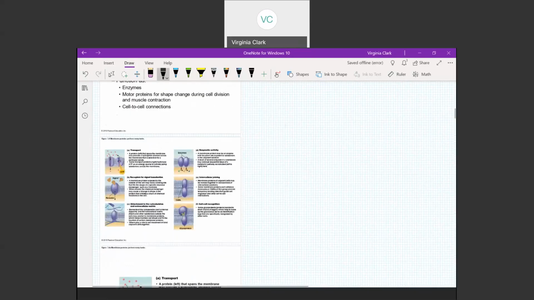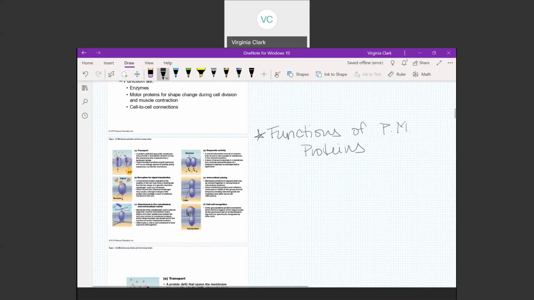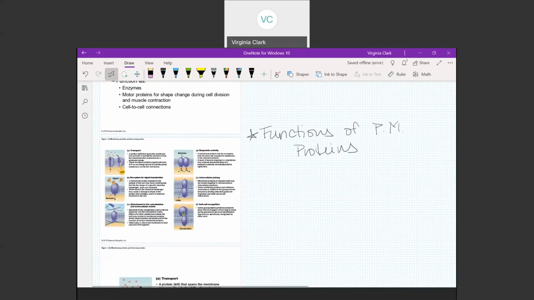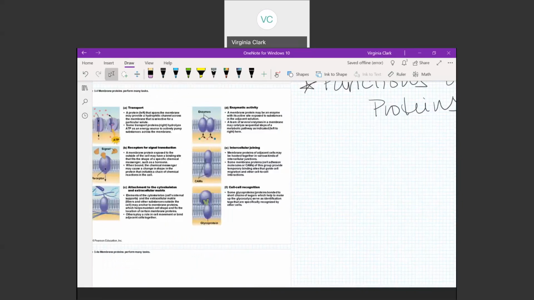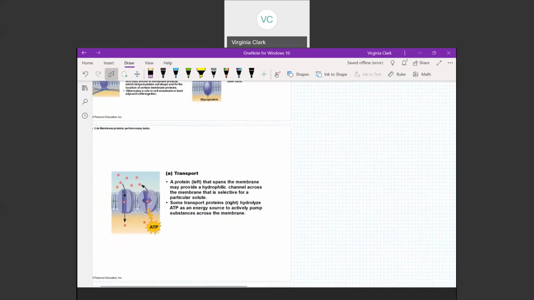So here are the functions of our plasma membrane proteins. I'm going to shorthand, plasma membrane proteins. These are the 6 we're going to talk about. The functions are transport, receptors for cellular transduction, attachment, enzymes, intracellular joining, and then cell-to-cell recognition. So these are all on individual slides, so we're just going to talk about these.